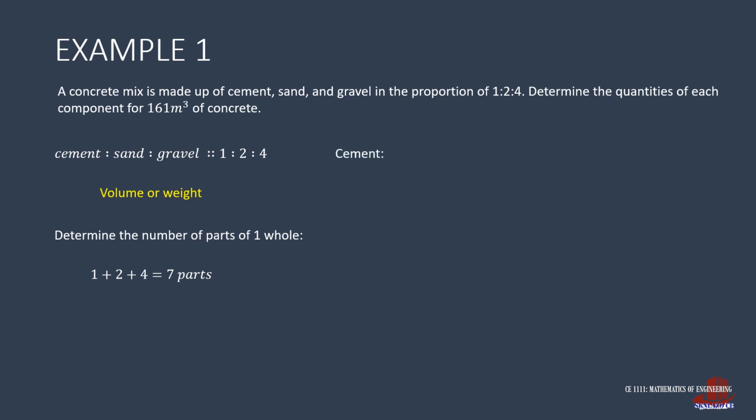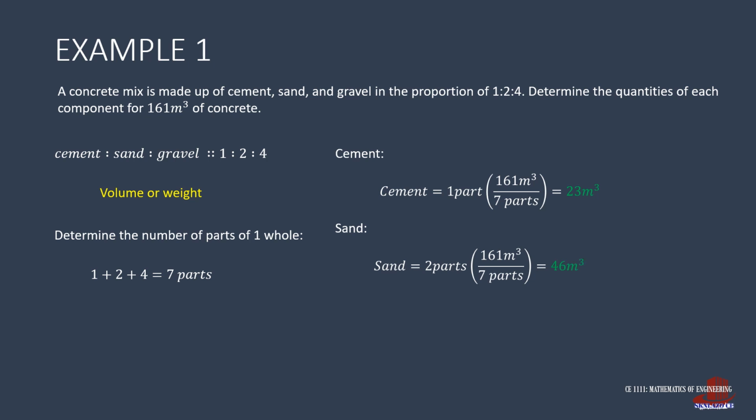First is cement, which has 1 part of the 7, so that's 1 part of 161 cubic meters over 7 parts, giving 23 cubic meters. Next is sand, that has 2 parts of 161 cubic meters over 7 parts, giving 46 cubic meters. Last is the gravel, with 4 parts of 161 cubic meters over 7 parts, resulting to 92 cubic meters. If we add volumes, we get 161 cubic meters, the total volume of the concrete mix.